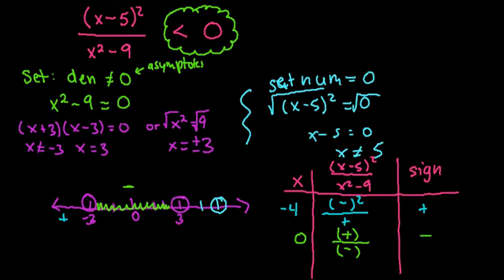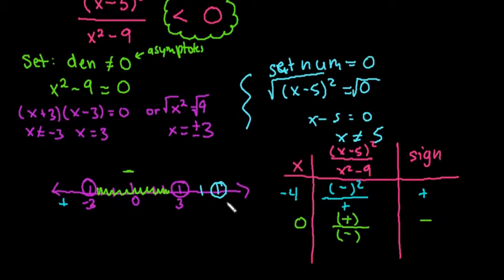We would go to the next interval, so we need to pick something between 3 and 5. I'm just going to pick positive 4. And at positive 4, again, we're going to have a negative squared, which is going to give me a positive. And 16 minus 9, if I were to simplify this, would give me a positive. So a negative divided by a positive is a positive. So this one is also positive here.